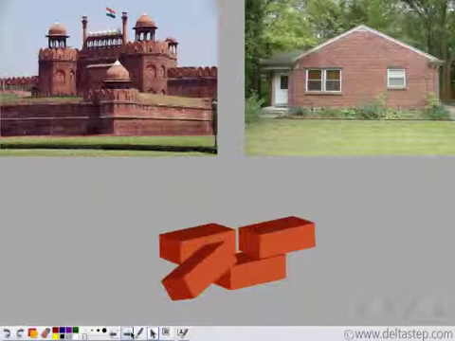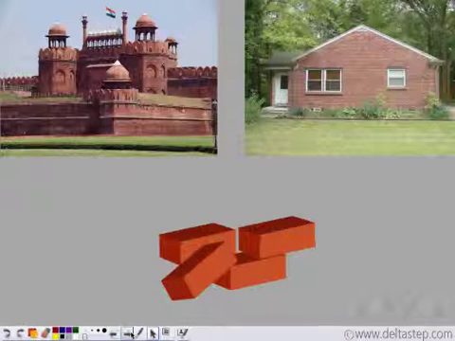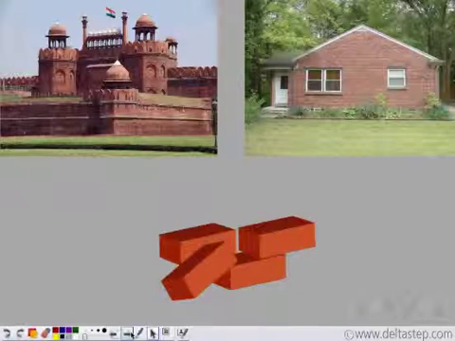Definitely, this building is a lot bigger than this small house. So, a lot of bricks were needed to build this entire structure.